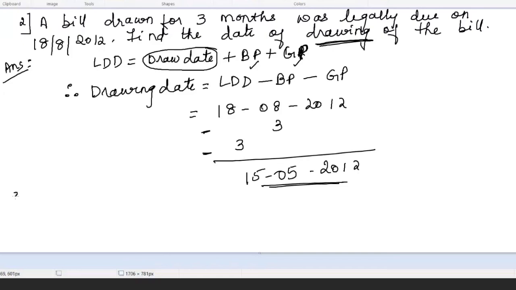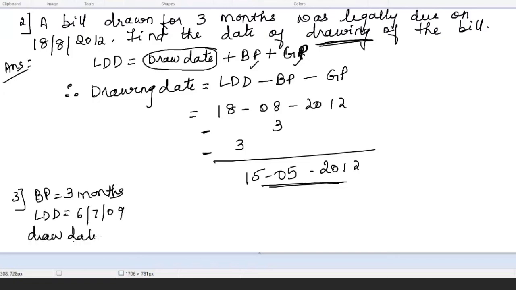Similarly, I have one question. This is for you to work out. So here I will just write what is given. Bill drawn for 3 months. Again, bill period is 3 months. Legally due date is equal to 6709. Find drawing date first. Give me the answer.